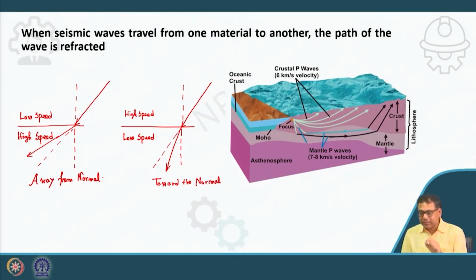So now, if your focus is here, which is within the crust, when the wave is released, it will be released in infinite directions. Then when it goes from here to the mantle, the mantle density is more. The velocity of the wave is more if the material density is more. That means velocity increases as density increases. This is the common rule.